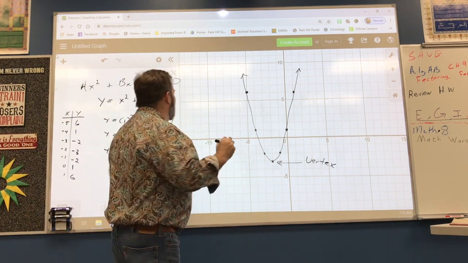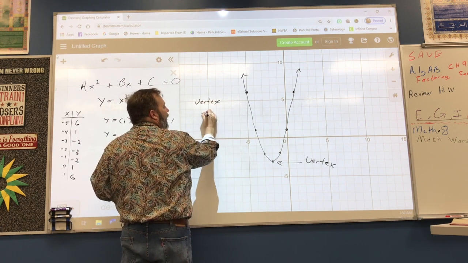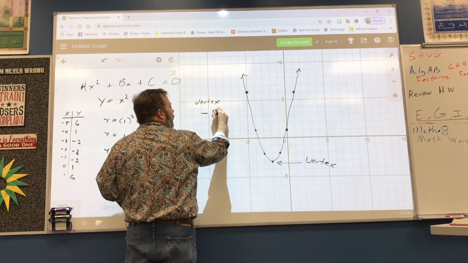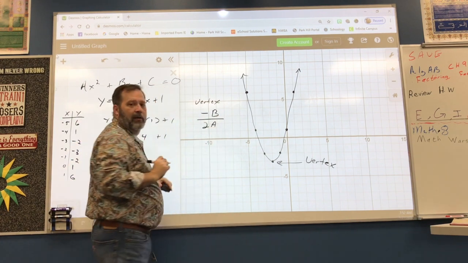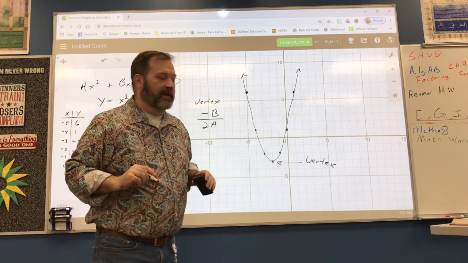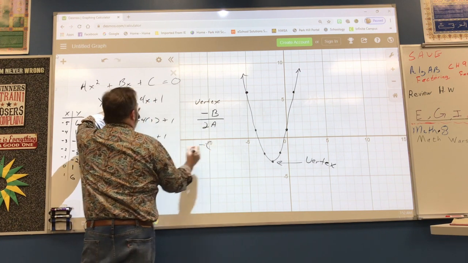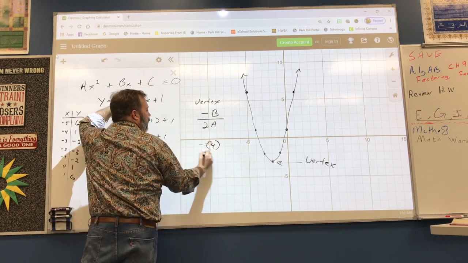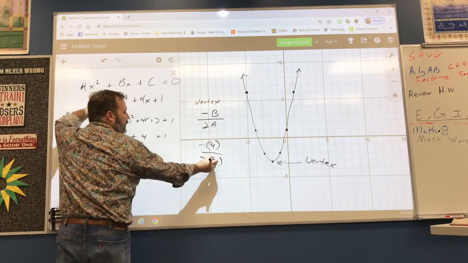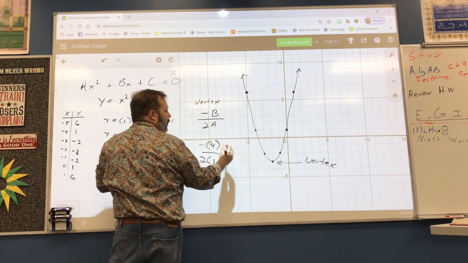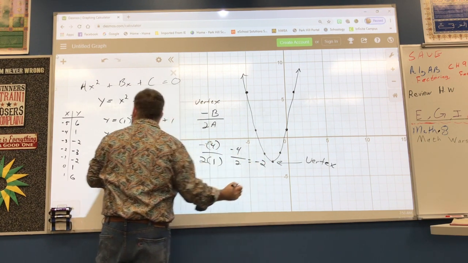This is super easy. The vertex can be found by taking the opposite of whatever the B number is and dividing it by 2 A's. That's it. Let's check this and see if that works. All right, here's my B number. What is the opposite of my B number? Well, it's the opposite of 4, and I'm going to divide that by 2 times whatever my A number is, which is 1. Negative 4 over 2 is negative 2.